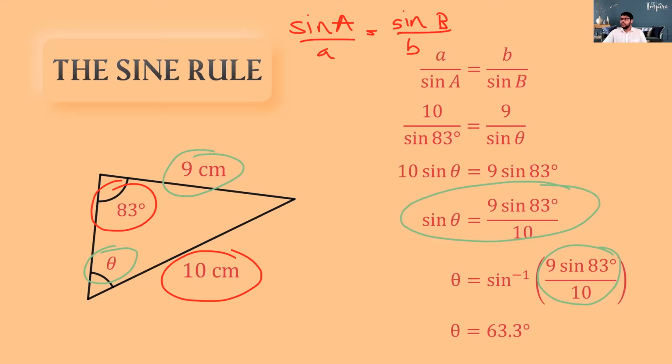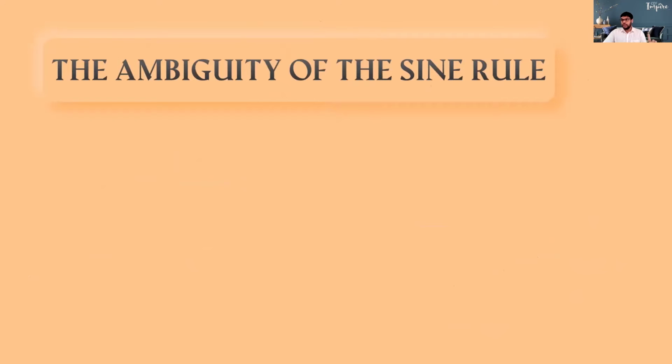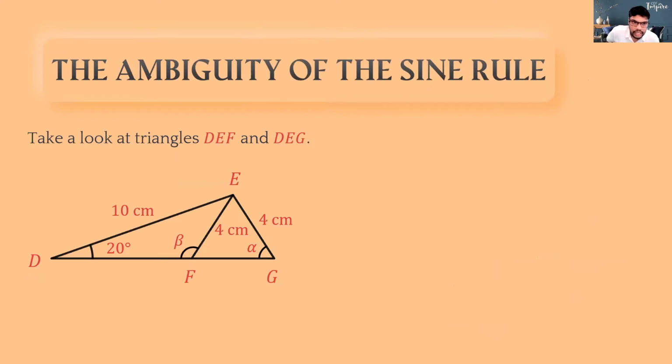So now children, let's go on to the next bit. Now this bit you have to really pay attention, right? This is called the ambiguity of the sine rule. Now this is sine rule, children. What I showed you now is the sine rule. But sometimes the sine rule can be tricky. So that is what I'm going to show you now, right?